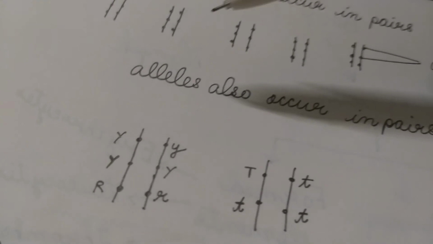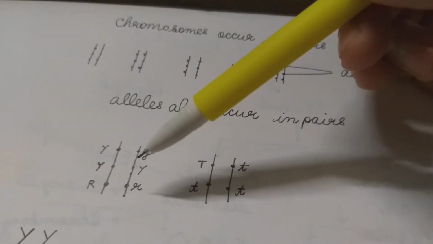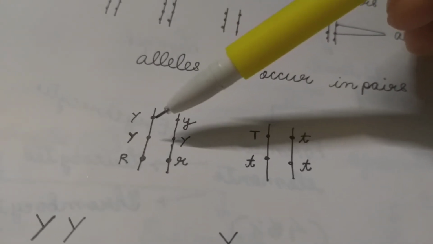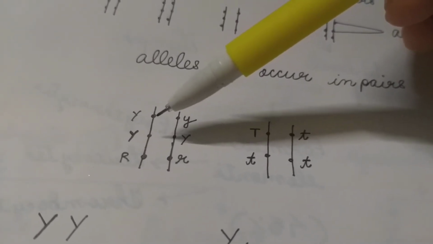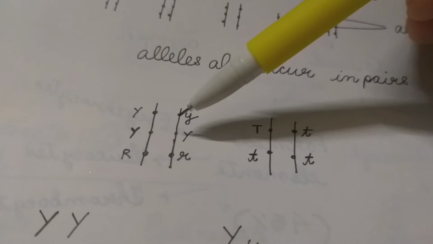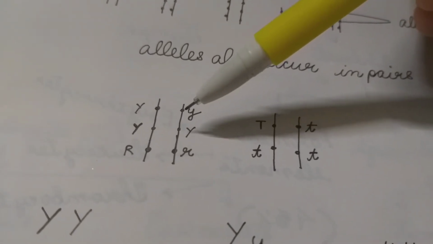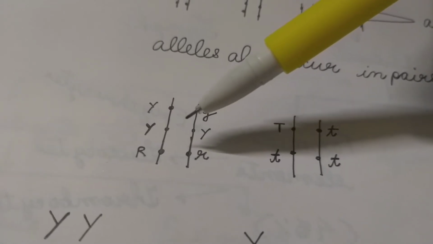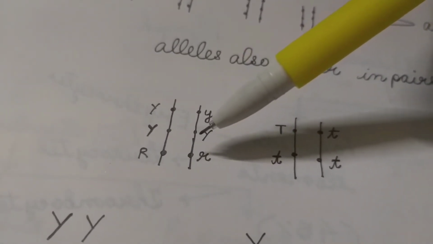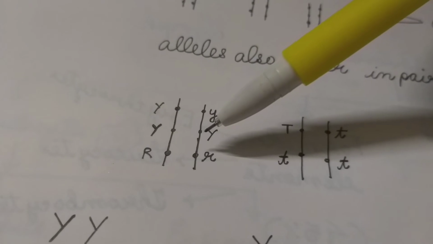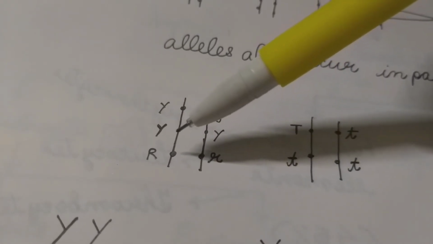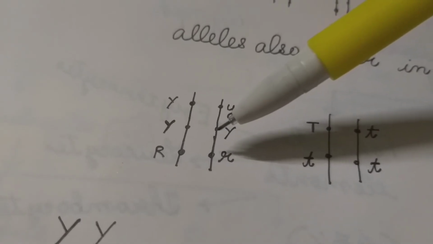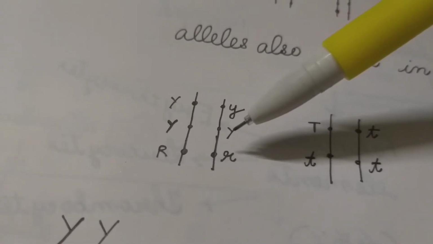Now, let us suppose in this pair of chromosomes, this is a pair of alleles. One is responsible for yellow color, and the other allele is responsible for green color. So they are represented by capital Y and small y. There is another pair in the same chromosome. These two alleles are similar. This one is responsible for yellow color of the seed, and this is also responsible for yellow color of the seed.